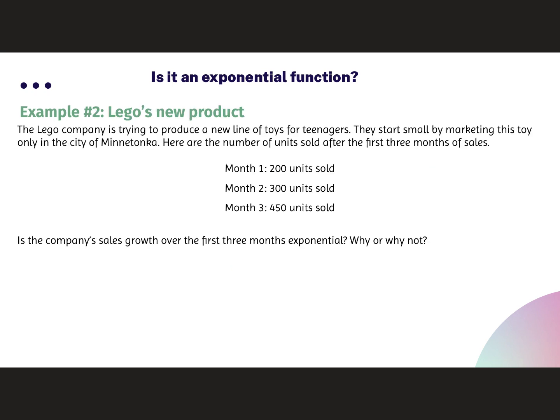Here's a second scenario that I think you could try on your own if you'd like. Example 2 here is talking about Lego's new product. The Lego company is trying to produce a new line of toys for teenagers. They start small by marketing this toy only in the city of Minnetonka. Here are the number of units sold after the first 3 months of sales.